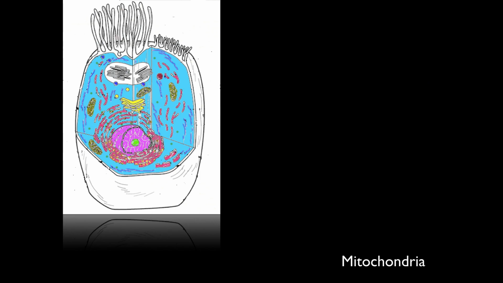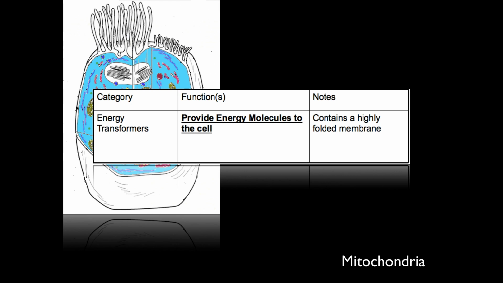Mitochondria, saw one on the video. Mitochondria belong to the energy transformers. Mitochondria provide ATP to the cell by burning carbohydrates. They have a highly folded inner membrane. Whenever you see highly folded in biology, it's because you can get a lot of stuff in a small space. So if there's a lot of it, it's probably important. The inner membrane is very important in what mitochondria do.